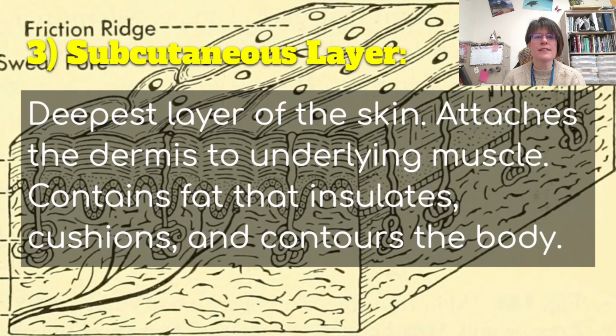Just under that is the subcutaneous layer. This is the deepest layer of the skin that attaches the dermis to underlying muscle, and it contains fat that insulates, cushions, and contours the body. So looking right here, it's this layer on the very bottom. This is the subcutaneous layer. Up above that, this is actually a sweat gland, these curly Q things. That would be part of the dermis. So under that is the subcutaneous layer.